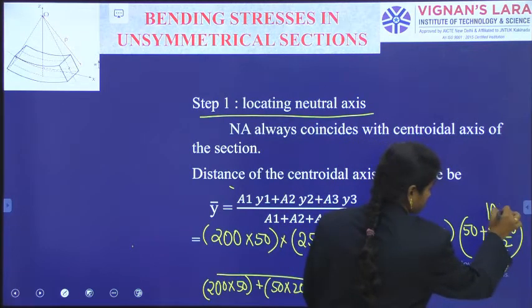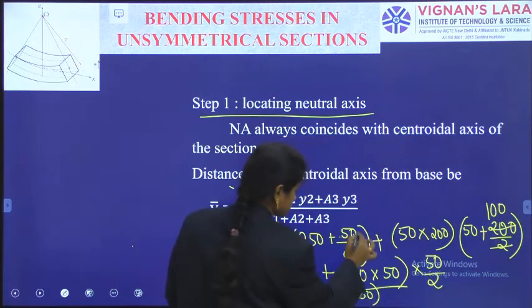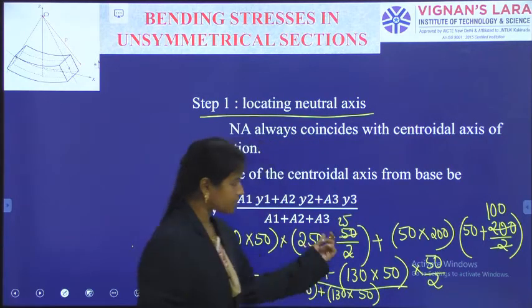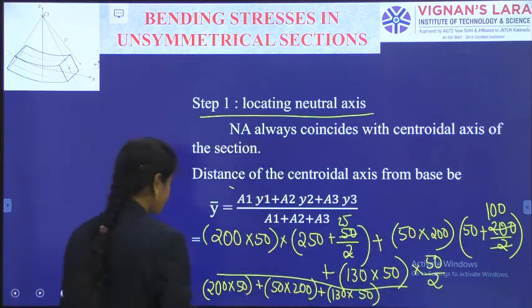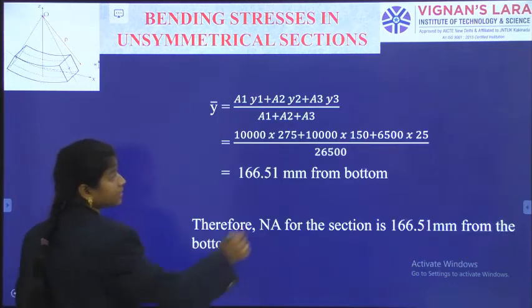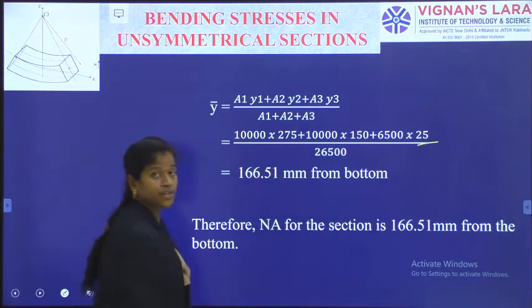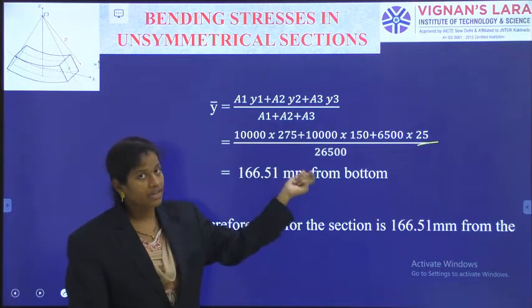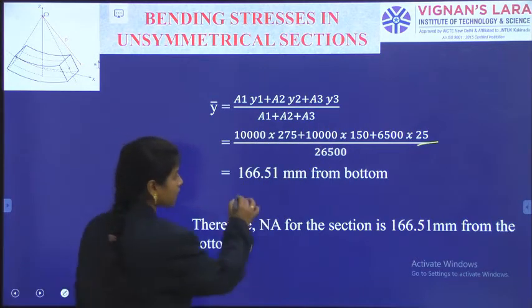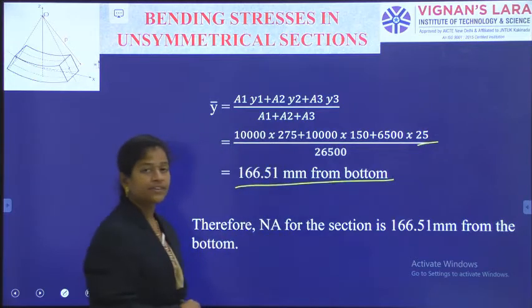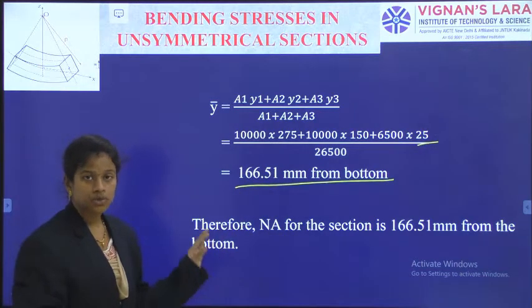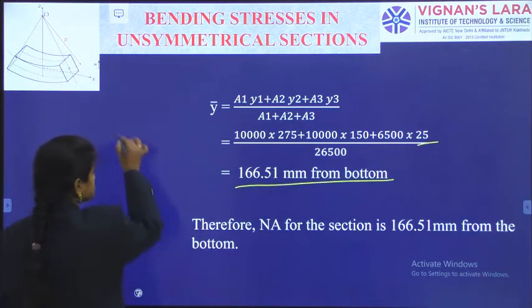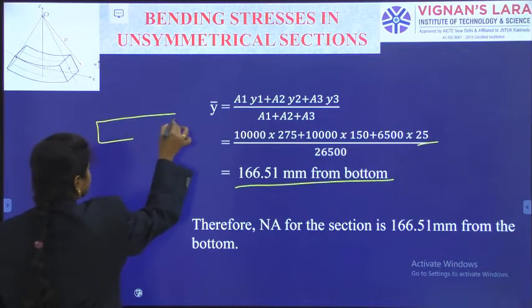See here, this one is 275, and that one is 150, and the last one is 25, which is 50 by 2. In this way, A1 Y1 plus A2 Y2 plus A3 Y3 by A1 plus A2 plus A3, we have got 166.51 from the bottom. So overall the I section is like this.